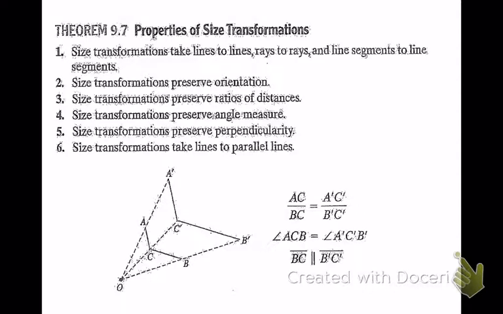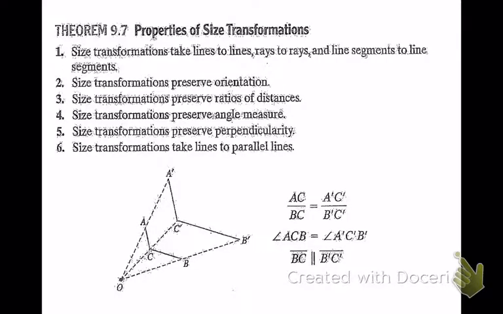Properties of size transformation. Size transformations take lines to lines, rays to rays, and line segments to line segments. Just like with the isometries, right? Size transformations preserve orientation. They preserve ratios of distances. They preserve angle measure. They preserve perpendicularity. They take lines to parallel lines.